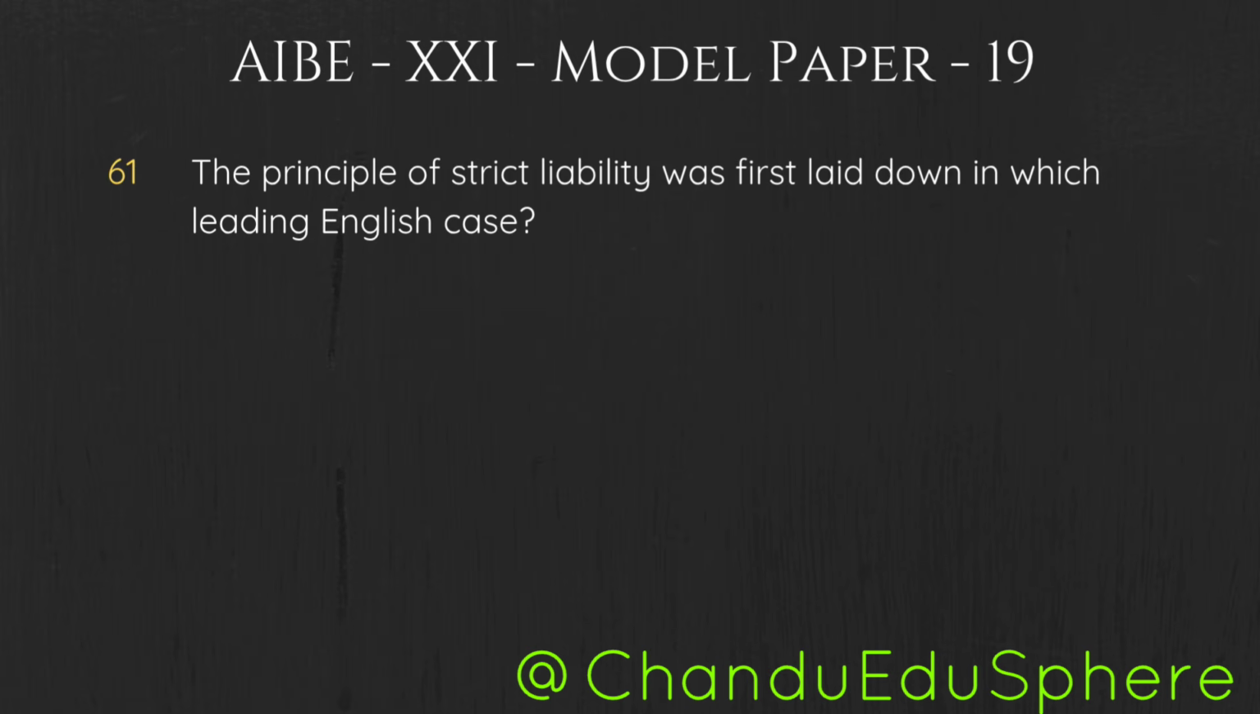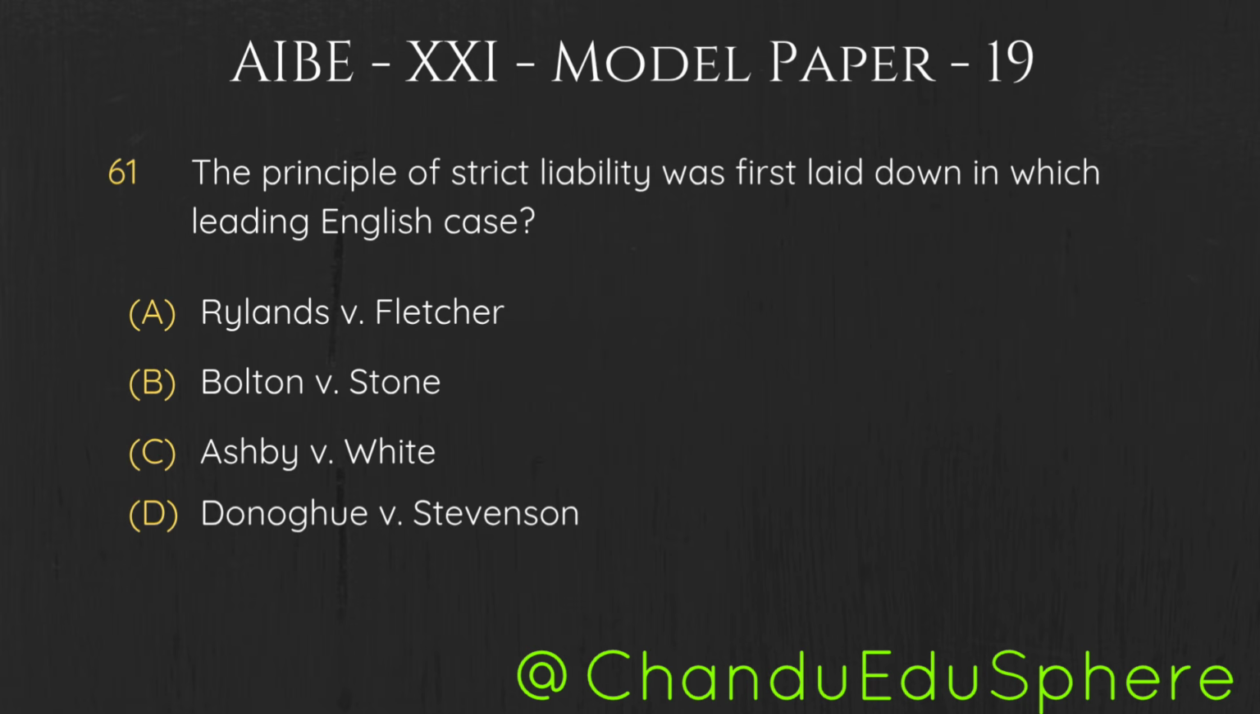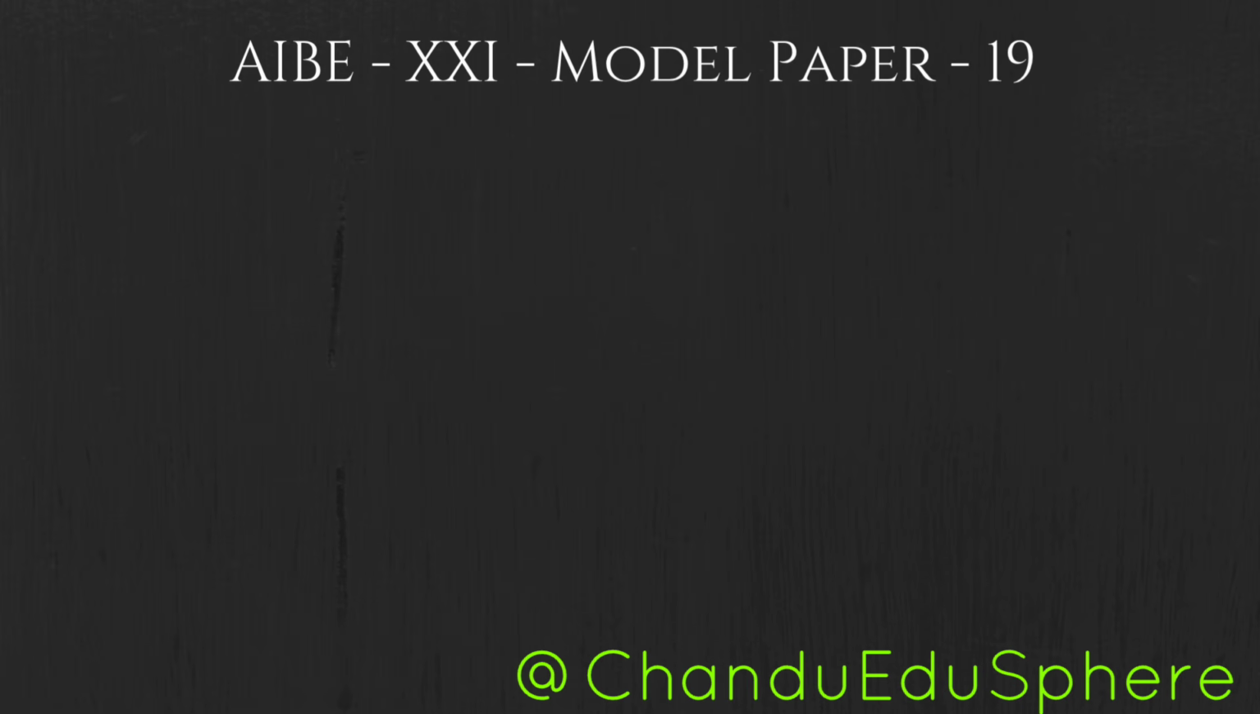The principle of strict liability was first laid down in which leading English case? Rylands versus Fletcher. A is the right choice. The rule in Rylands versus Fletcher, 1868, first established strict liability. The occupier who brings on his land and keeps there anything likely to do mischief, if it escapes, is prima facie liable for damage caused by its escape, subject to recognized exceptions.